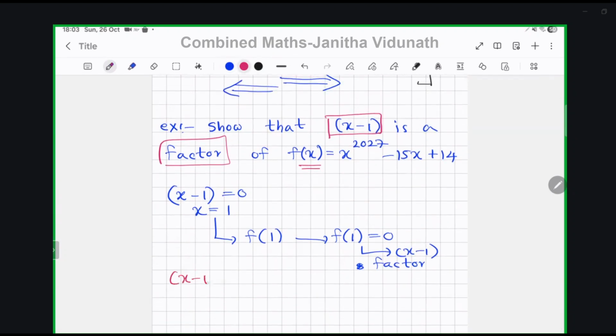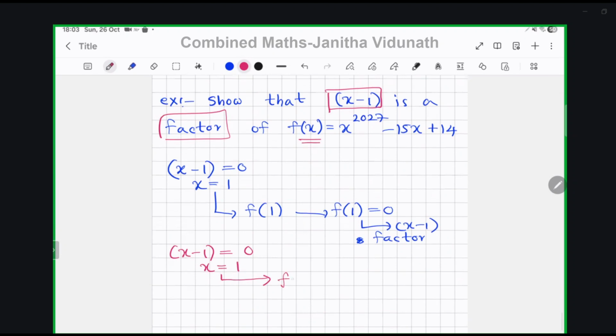Here the factor is x minus 1. We need to set this factor to 0. From that we will get x equals 1. Then we need to substitute that value into the function and check whether it is 0 or not. If it is 0, then it is a factor.